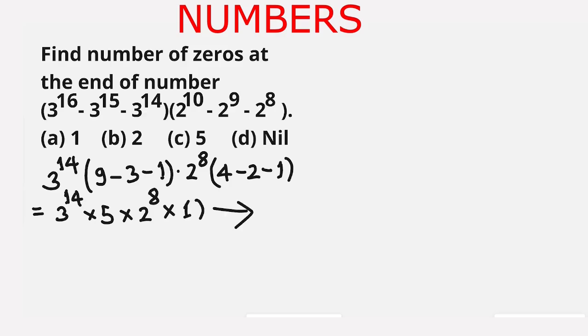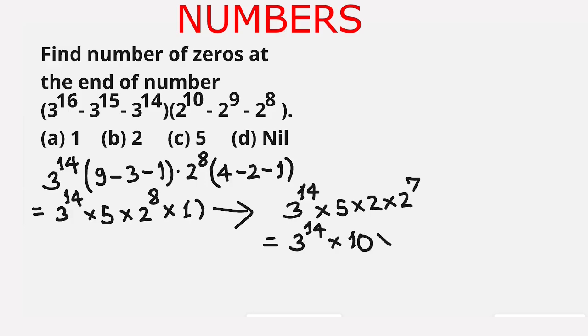This can be written as 3^14 multiplied by 5 multiplied by 2 multiplied by 2^7, which gives 3^14 multiplied by 10 multiplied by 2^7. So we are getting only one 10 in the given expression, so there will be only one 0 at the end. From the given options, our answer is option A, 1. There will be only one 0 at the end of the given number.